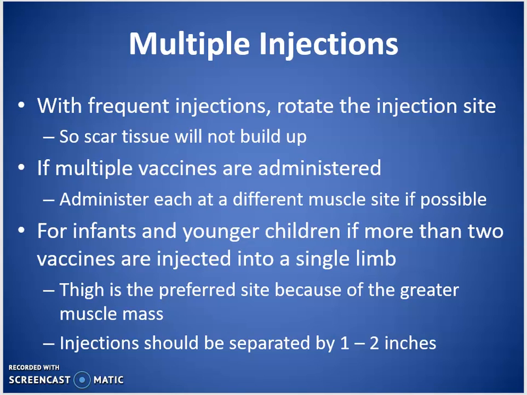So as I mentioned earlier, there may be situations where you're administering 2 through 4 IM injections. There might be a sub-Q thrown in there, especially when you're doing childhood immunizations or travel immunizations for adults. That means you're going to have multiple injection sites. So with frequent injections, things that you're going to be doing on a regular basis, and by frequent I would say probably on a weekly basis, you want to rotate the injection sites.